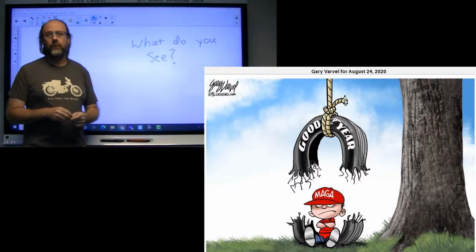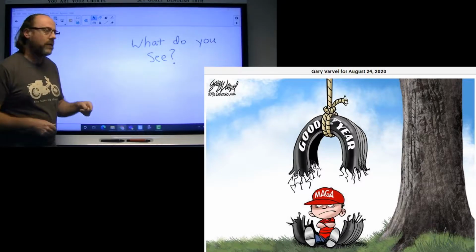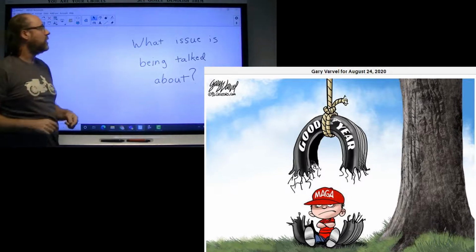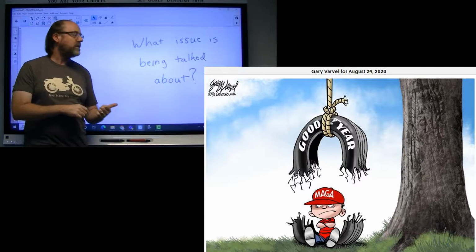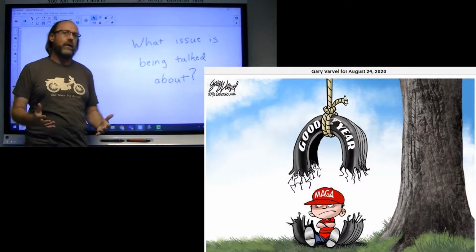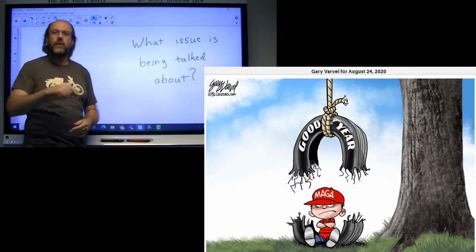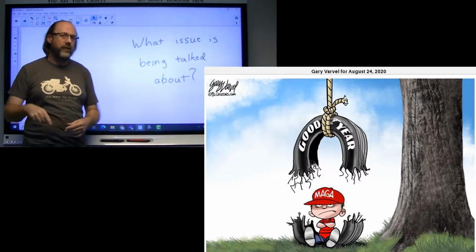What do you see? Once you've written that down, we're going to add an extra step now because you're starting to get some practice. The next thing you're going to be looking for, what issue is being talked about? After you figure out what it is that you see, what is it talking about? That's the second step you need to be looking at. So that's what you're writing down on the sheet of paper this time around.